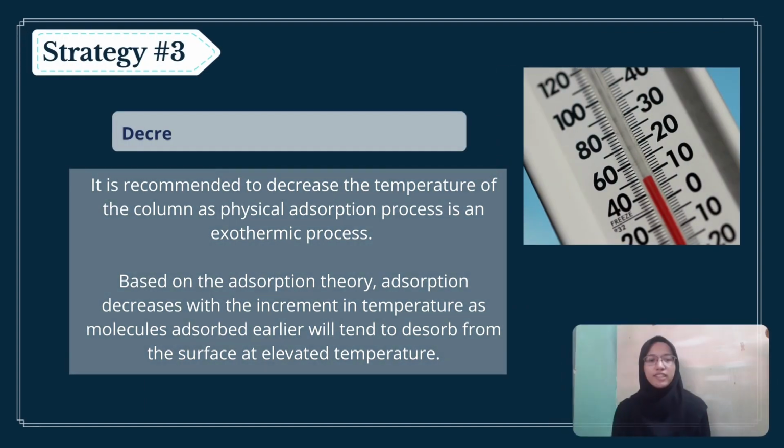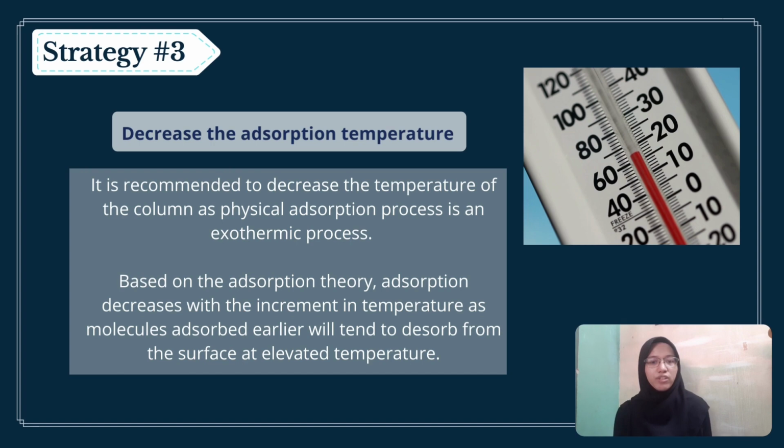And third, decrease the adsorption temperature. It is recommended to decrease the temperature of the column as physical adsorption is an exothermic process. Based on the adsorption theory, adsorption decreases with the increment in temperature as molecules adsorbed earlier will tend to desorb from the surface at elevated temperature. Hence, decreasing the temperature is suggested to increase the adsorption rate, but lowering the temperature below 10 degrees Celsius should be avoided as negative impacts of low temperatures will occur.